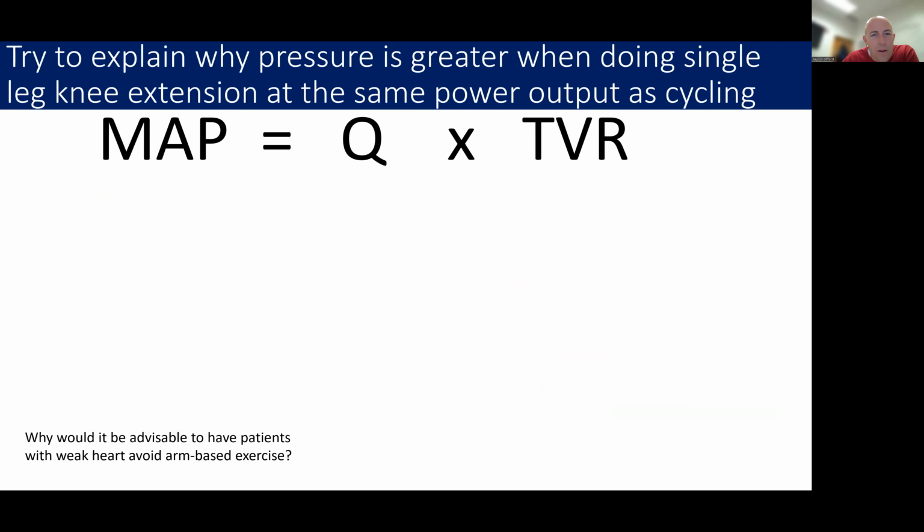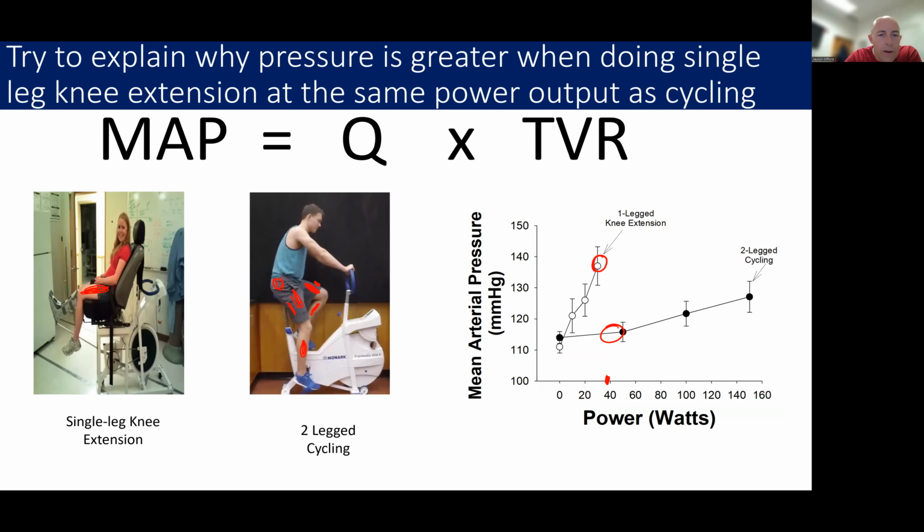Actually, not by the end of today. You should know already enough to do this. So let me break this down again. The total vascular resistance is going to be the sum of the resistance in the active area versus resistance in the inactive area.